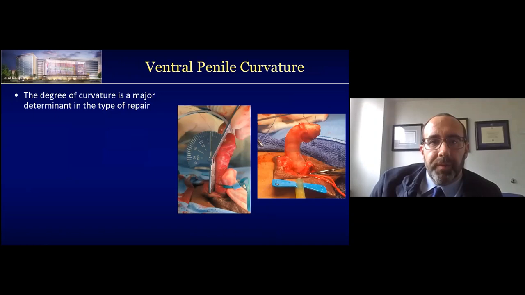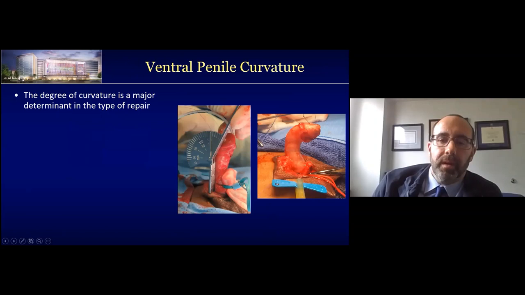In terms of assessing the degree of curvature, in general the curvature is a major determinant of the type of repair. Not the only determinant, but it does seem to drive a lot of decisions in terms of what we're going to do in the operating room. These two examples give you the two ends of the spectrum. On the left, you've got a boy whose penis is degloved.